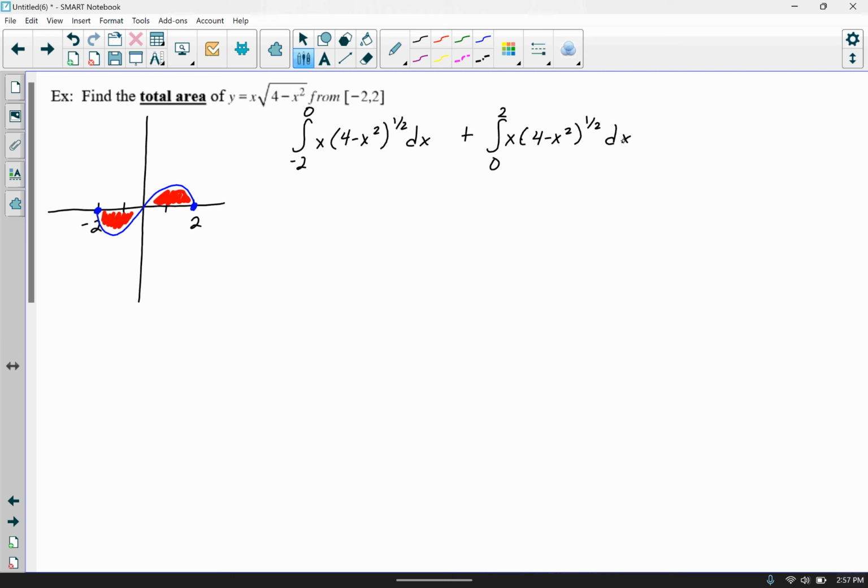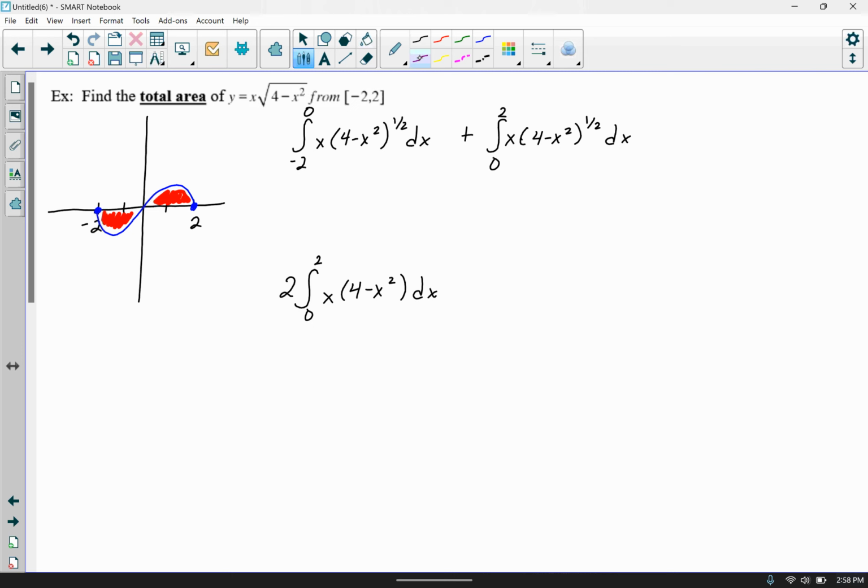We would still use a u substitution here for both of these and evaluate them. But since this is symmetric, and we can see that, this would be equivalent to 2 times the integral from 0 to 2. Because we know that area is going to be positive, why don't we just focus on the positive side? Let's find the area from 0 to 2 and then double it. I challenge you to do the other part on your own, so that you can prove to yourself that you would get the same answer. But anyway, I just thought I would show this to you as well.